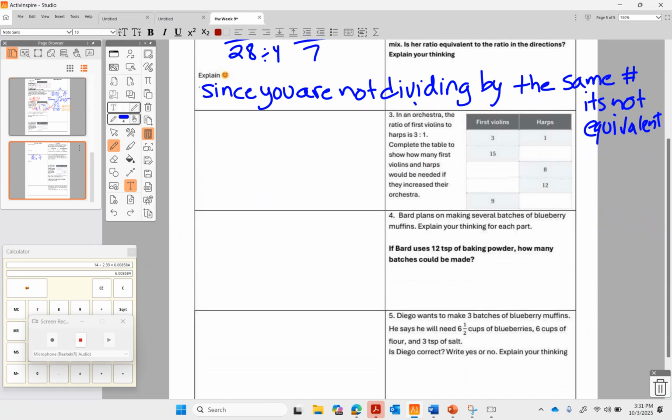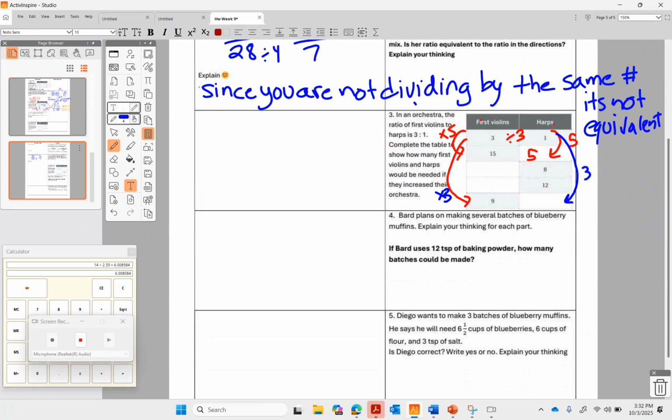Okay. In an orchestra, the ratio of first violins to harps is 3 to 1. Complete the table. So basically to get from 3 to 1, I'm dividing by 3. I can also go this way. To get from 3 to 15, I'm multiplying by 5. 1 times 5 is 5. Okay? To get from 3 to 9, I'll try a different color here. 3 to 9, I'm multiplying by 3. So 1 times 3. Hold on a second. 1 times 3 is 3.